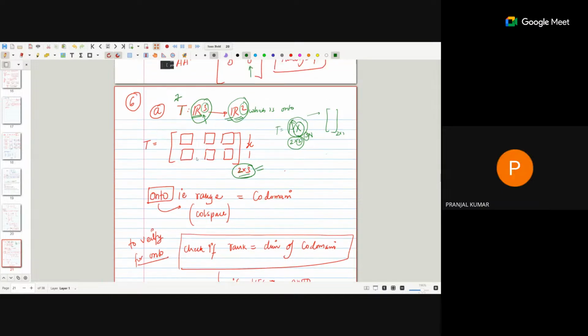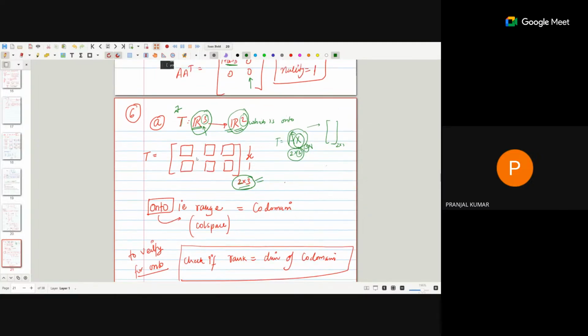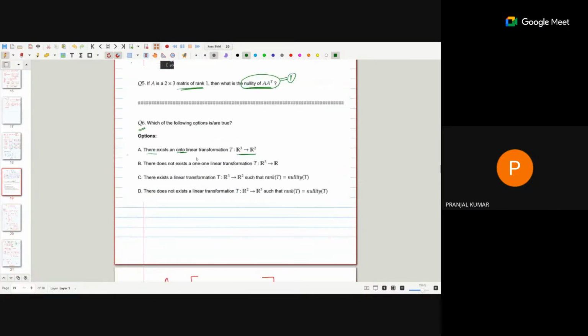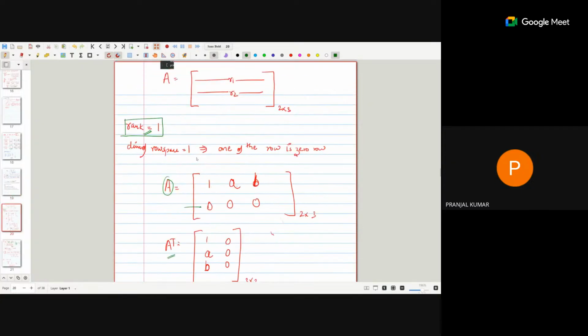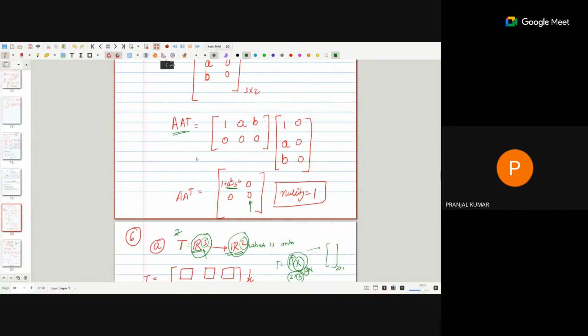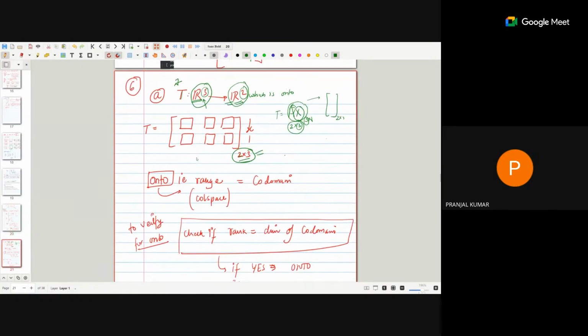Now, it is saying that there exists an onto linear transformation from R3 to R2. So for onto, what was the condition? Rank should be equal to the rank of the R2, which means rank should be equal to the codomain.